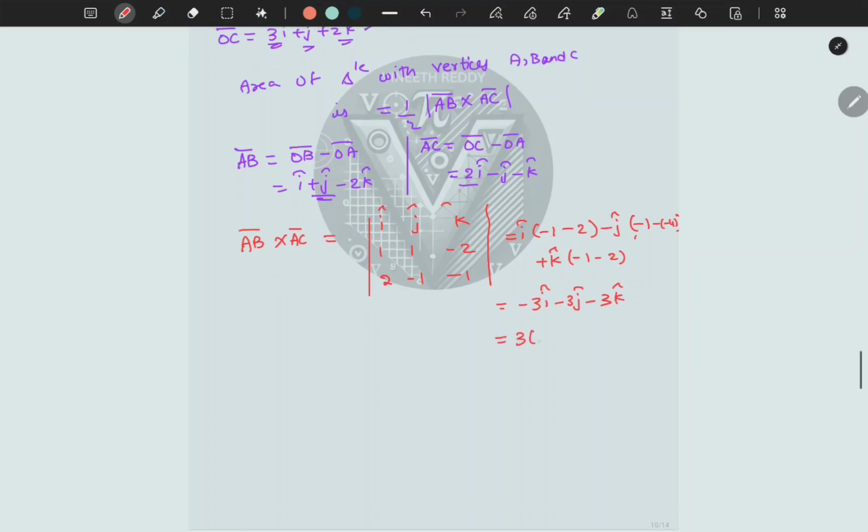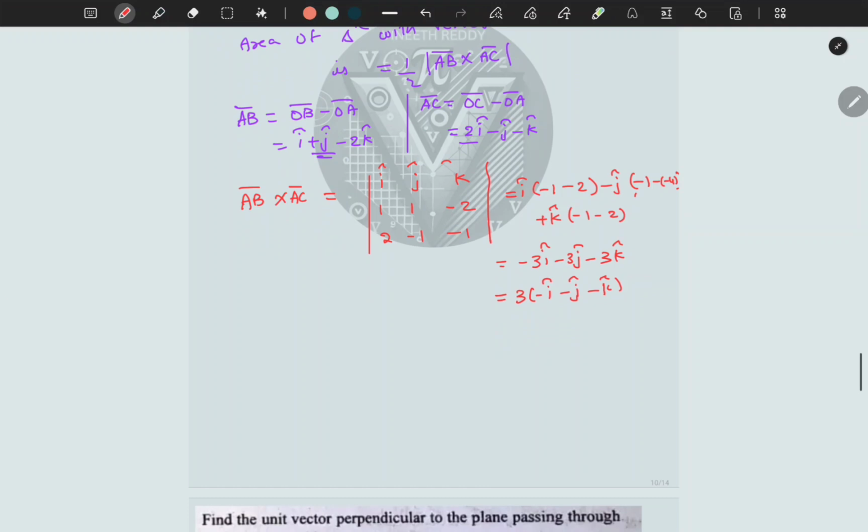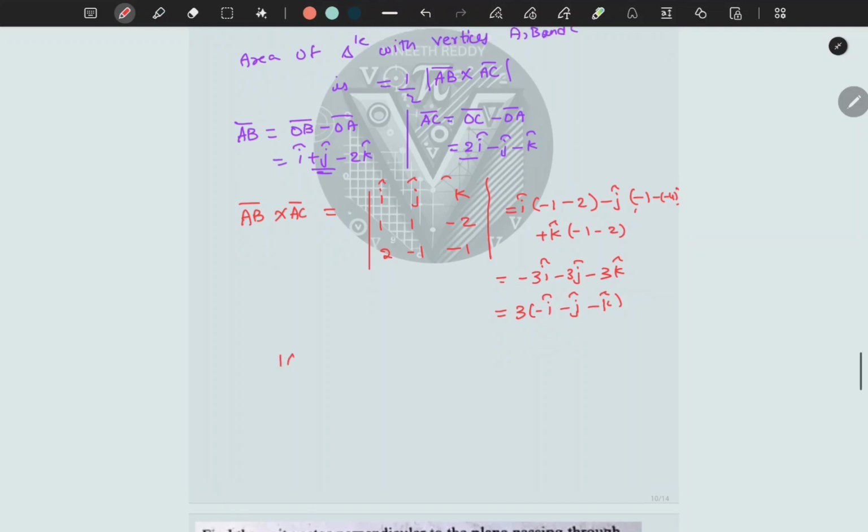So we can take 3 common. We will be left with minus I, minus J, minus K, right? So this is AB cross AC. Now magnitude of AB cross AC should be 3 times under root coefficient of I is minus 1 whole square, coefficient of J is minus 1 again whole square, coefficient of K is minus 1 whole square. So we get 3 under root 1 plus 1 plus 1, which is 3 root 3.